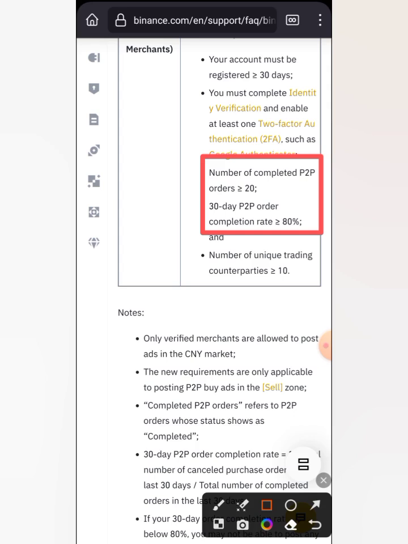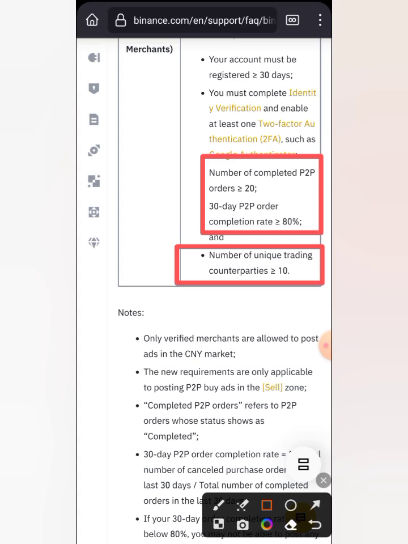So but Binance is telling you that for a period of 30 days you must maintain 80% and above order completion. So you must have completed orders worth 80% and above. And then lastly, the number of unique counterparts you have traded with must be more than 10. So this means that you don't need to trade with one person. So you must have traded with more than 10 persons. It could be 10, but it cannot be less than 10.